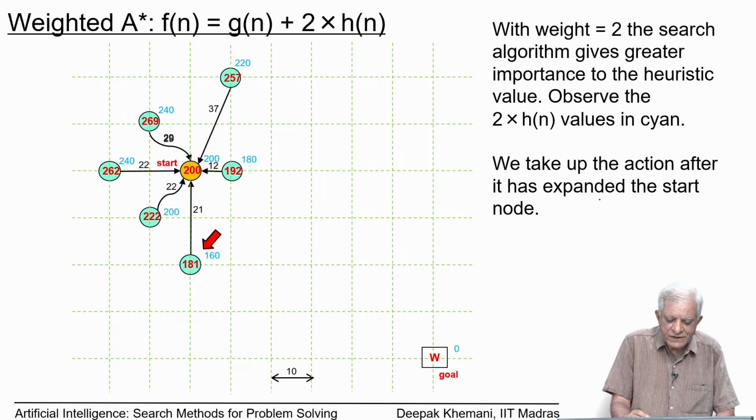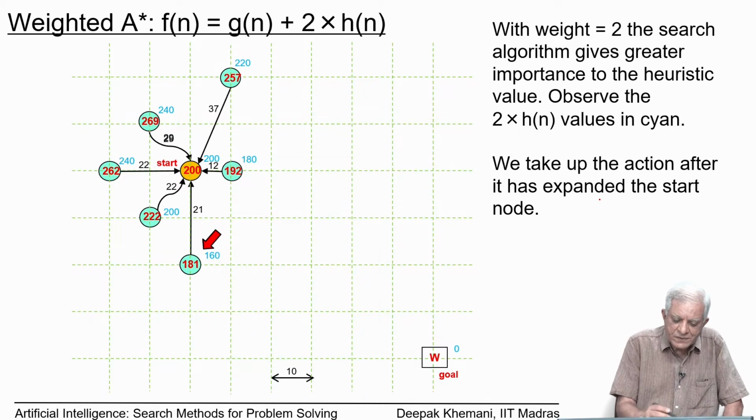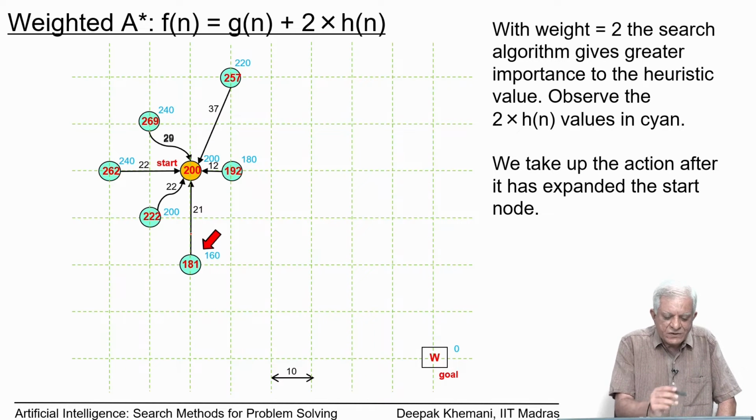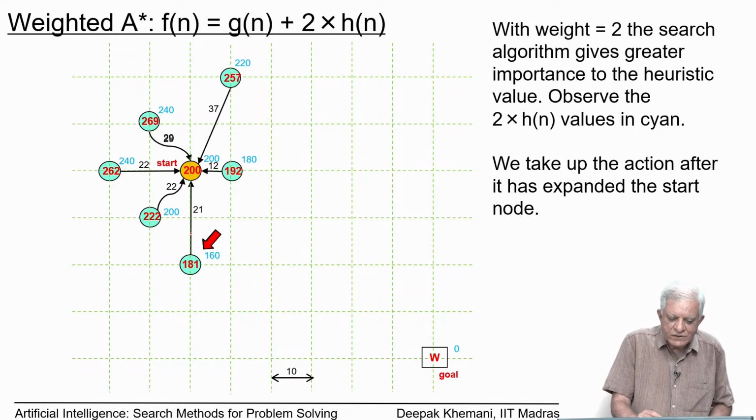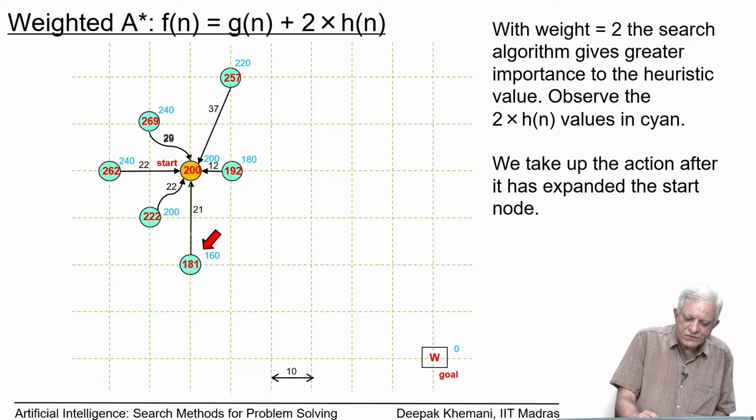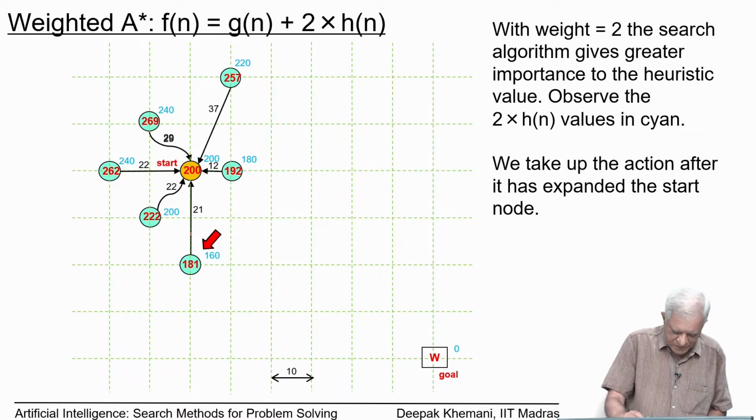So, you can see that of all the nodes, this has a value of 181. How did this 181 come from? It came from 160 plus 21, and 160 is twice the Manhattan distance, because our weight is 2 essentially. The other nodes, as you can see, have values of 222, 262, 269, 257 and so on.